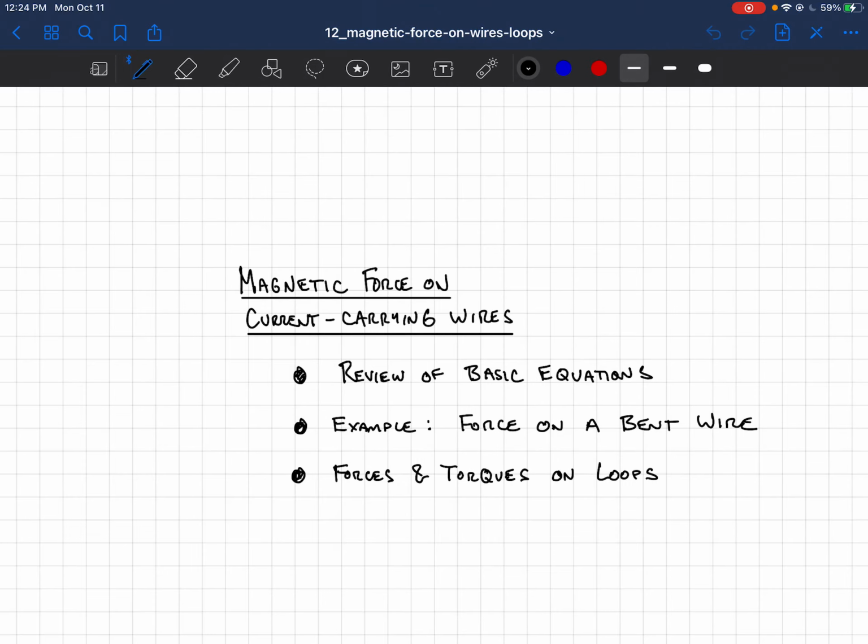Today we'll talk about magnetic force on current-carrying wires, and this extends the work that we did last time where we talked about the magnetic force on a moving charge and the magnetic force on a straight wire, both of which in a uniform magnetic field. Now we'll consider wires that might not be straight, that could be curved in any way, and in fact you could apply the same technique that we'll use to consider curved wires in non-uniform magnetic fields as well, although we won't do that today. And then we'll consider closed loops of current-carrying wires to look at the forces and the torques on them.